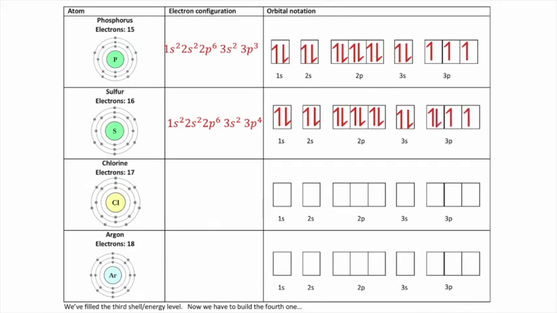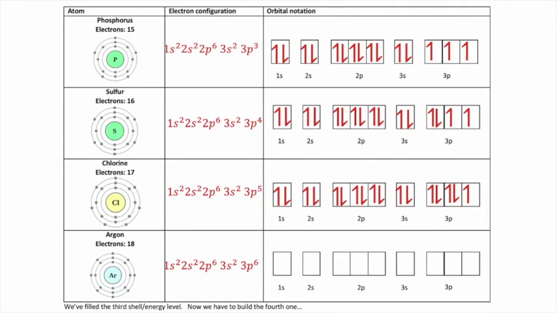Chlorine is going to follow a very similar pattern, where 1s2, 2s2, 2p6, 3s2, and 3p5. Our 1s, 2s, 2p, and 3s orbitals are all filled, and we fill our 3p orbitals, and there is 1 space left, and that is going to be filled with argon, which has 18 electrons. And I think you can see the pattern here. All of the orbitals are now filled, and we are at the end of our 3rd row.